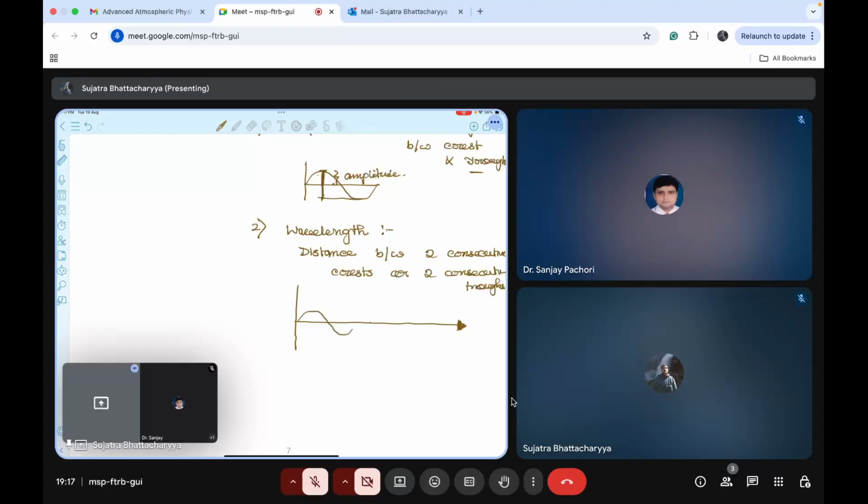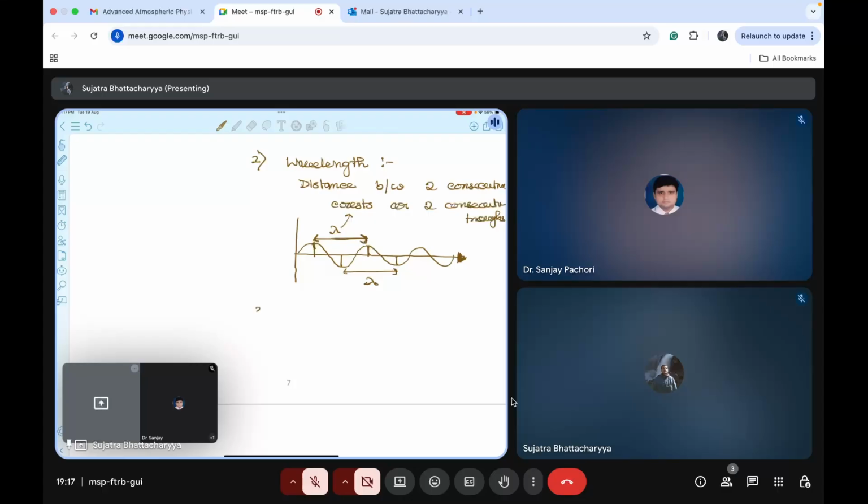So make a large number of crests and troughs. This is a crest, this is another crest. Two consecutive crests, the distance between them is your lambda, which is the wavelength. Or you take the troughs, this is your lambda. So this is one wavelength.